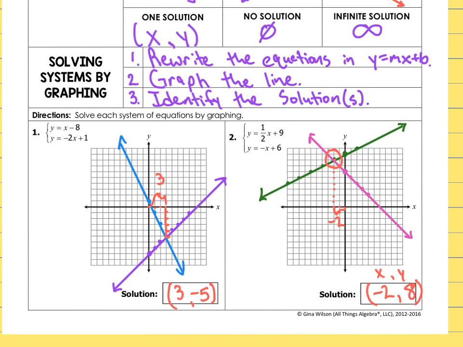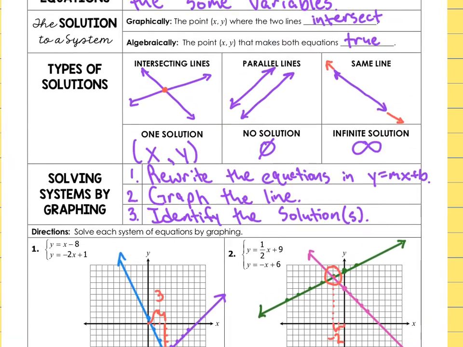Hopefully this is enough to get you started. Really, it's mostly graphing equations, and then if you have to identify the solution, you just look back at our 3 examples up here.